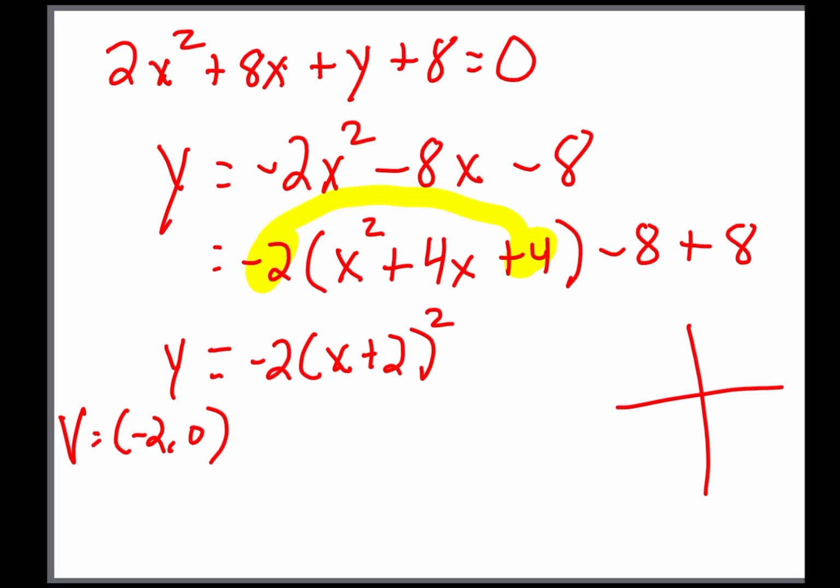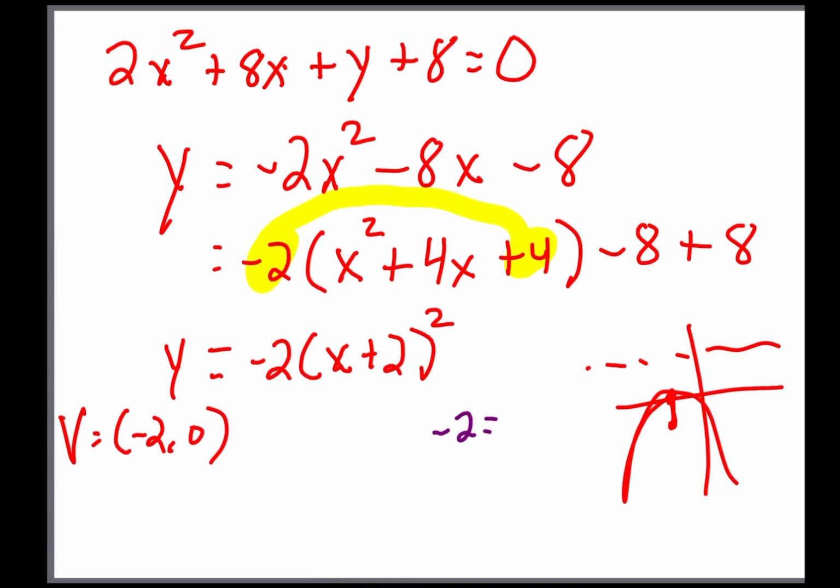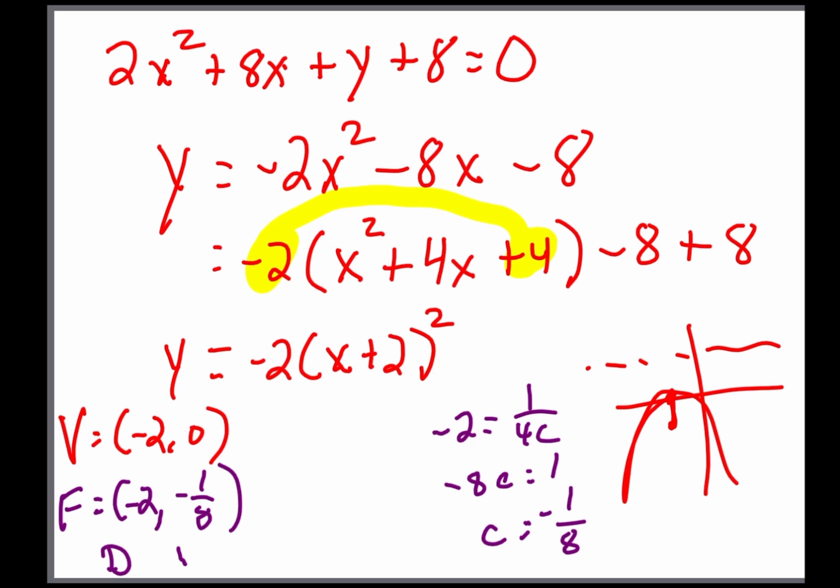And just peek what the graph looks like real quick. Our vertex is at -2, 0. It's negative, so this is going to go like that. So my focus is going to be down there somewhere. My line of directrix is going to be there somewhere. So I have to find my c value. So my a value is equal to 1 over 4c, so -2 equals 1 over 4c. That's -8c equals 1, so c equals -1/8. So my y value is changing. It's going from 0. So my focus is going down an eighth. So it'd be -2, and then it's -1/8. And my directrix line is y is equal to 1/8.